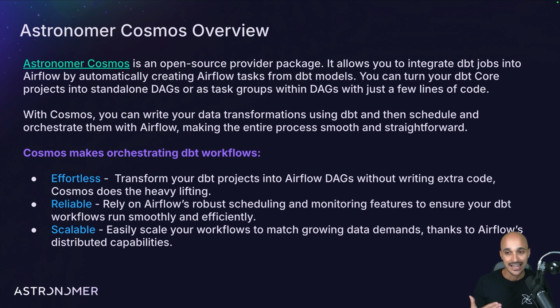So you can turn any dbt core projects into standalone DAGs or task groups. Okay, you don't have to transform your entire dbt workflow as a DAG. You can just transform it as a task group and then plug it into another DAG. The goal of Cosmos is to make the orchestration of your dbt workflows effortless, reliable, and scalable.